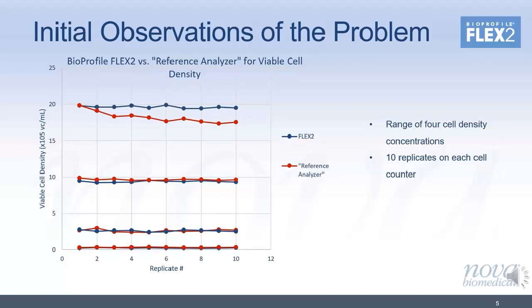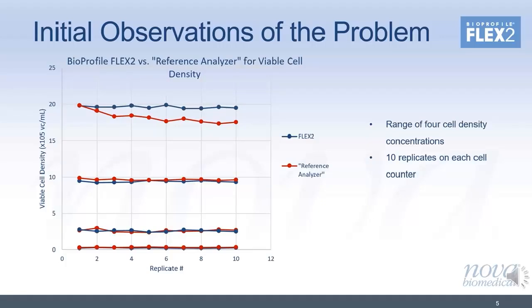I'm not going to name the analyzer, but the customer's reference analyzer was a very common trypan blue dye automated cell counter. Also, to protect the customer, the data shown here was obtained by one of our local university partners using a non-transfected CHO parent, but the data is very comparable to the data that began this investigation.